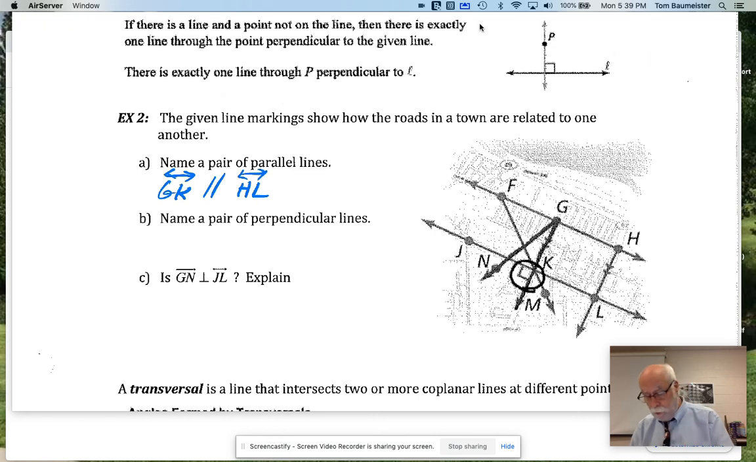And then it said name a pair of perpendicular lines. They are showing you the little square there, which shows perpendicular. So we're going to look at this line here, and we have to go with the one that is on the box, at least for right now. We'll talk about it later. But right now, we have to just take that one there. So that will tell us we have line GK, and remember, the perpendicular symbol looks like an upside down T. And we would say that is perpendicular to JL.